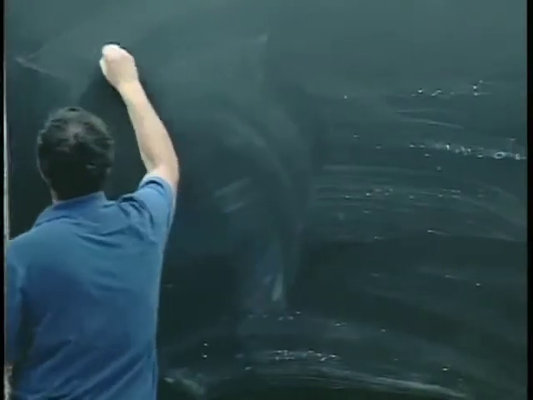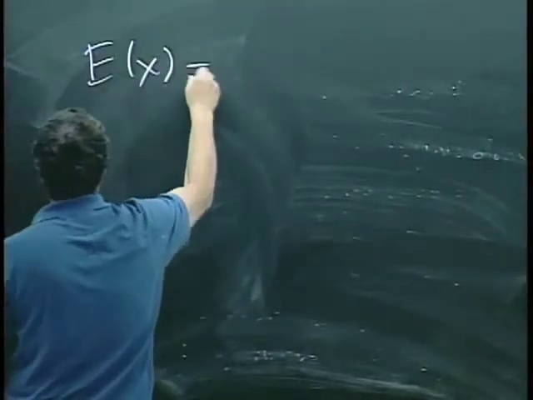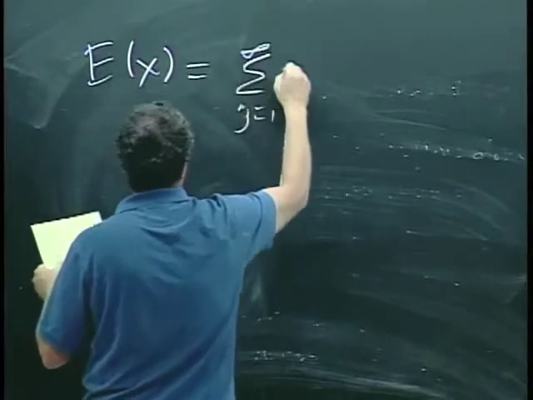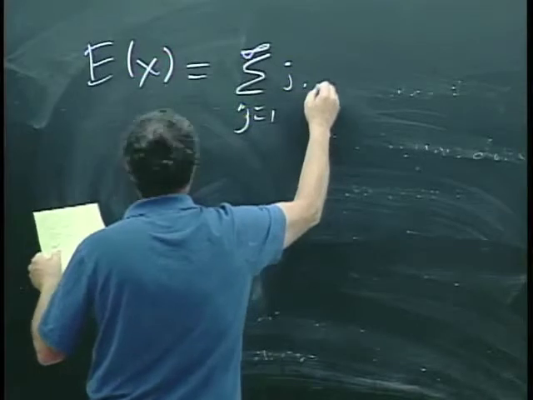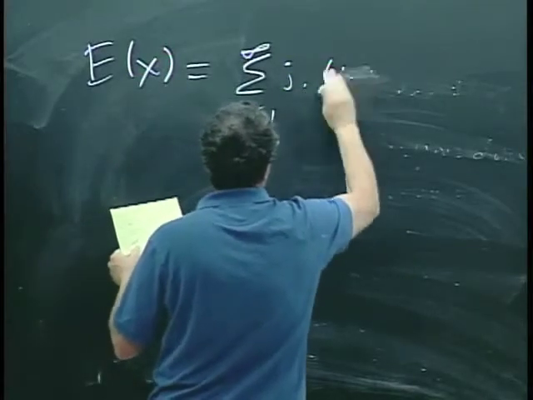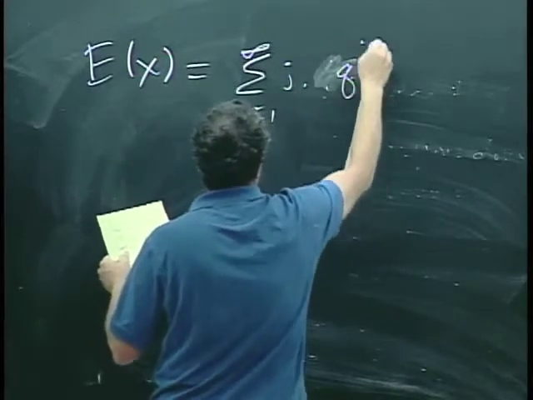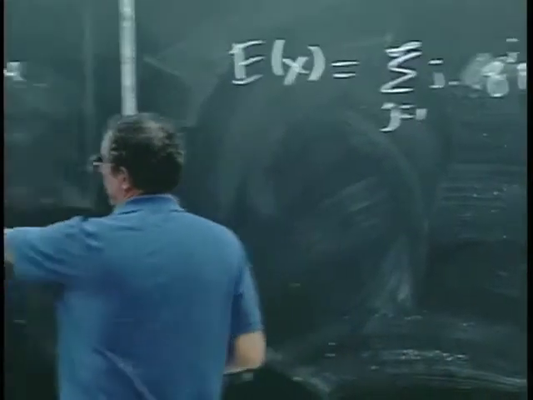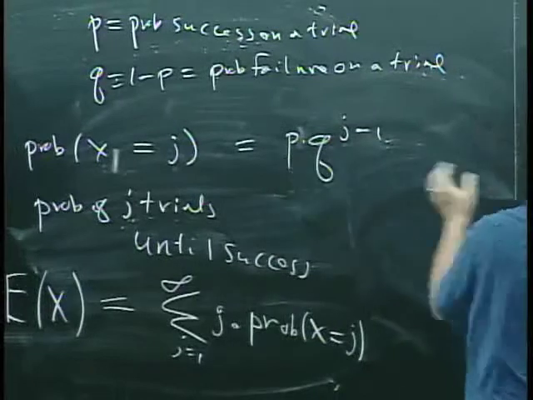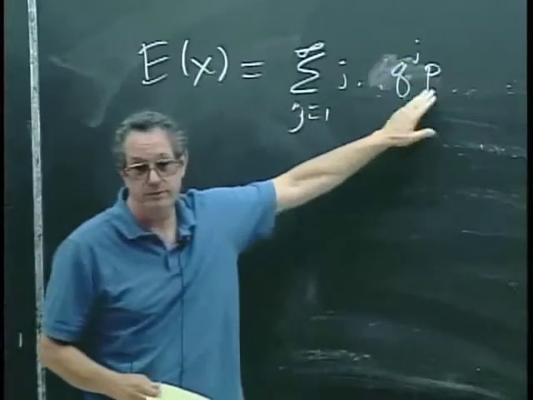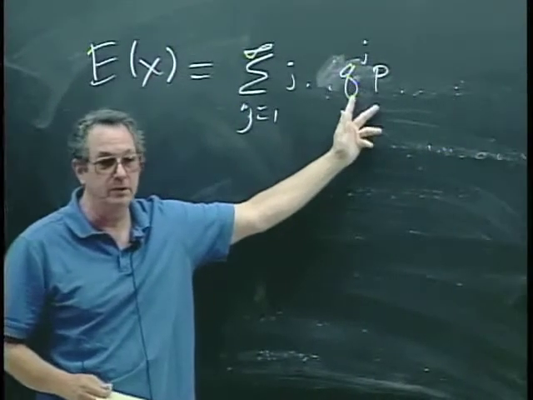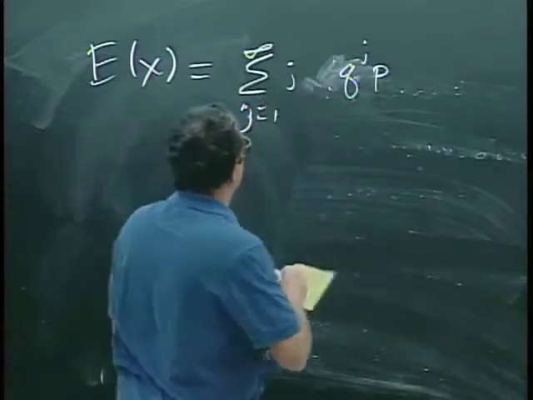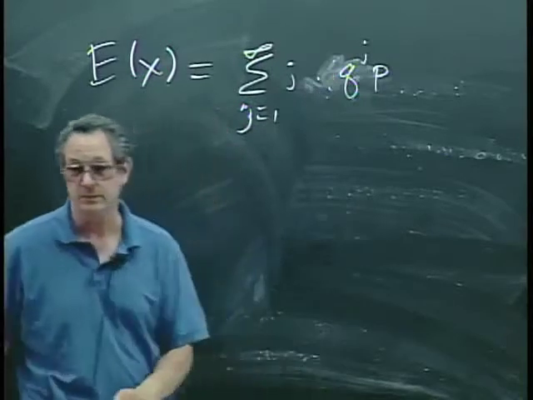So in the geometric distribution, the expected value of x is summation j equals 1 through infinity of j times q to the j times p. That's what we found out over here. The probability that x equals j is this, which I've written again over here, just inverting the p's and q's. You have to mind them. And then multiplied times j.